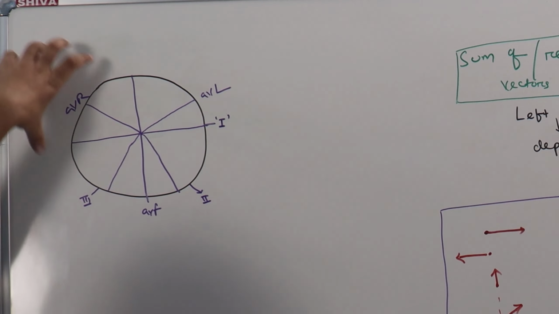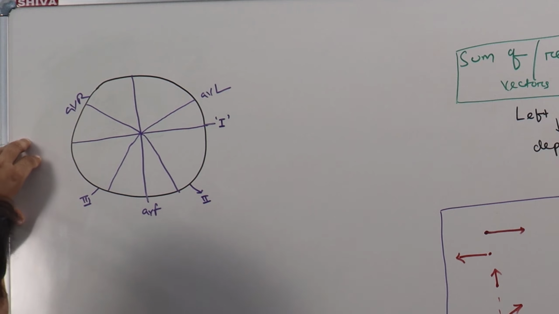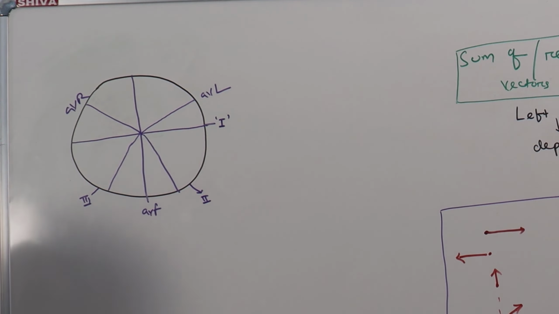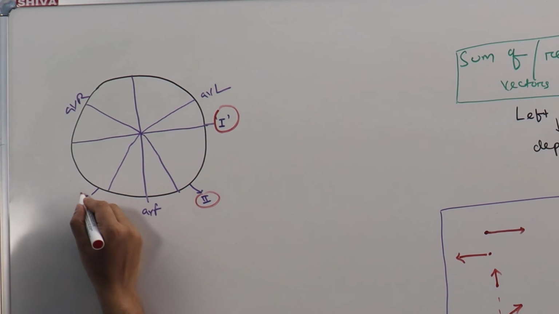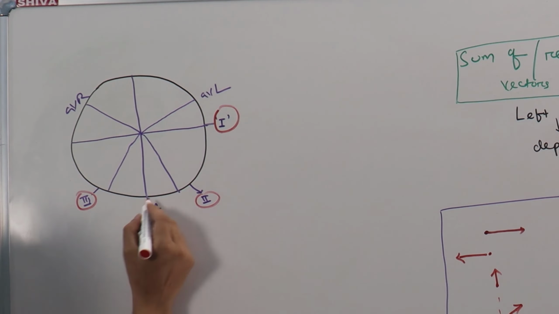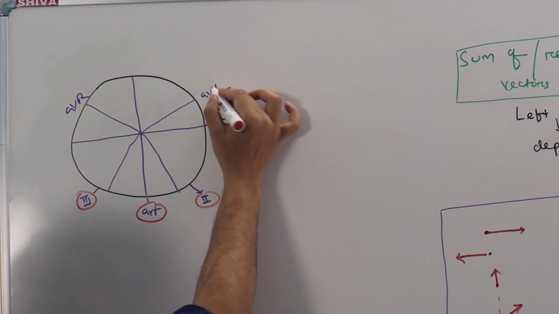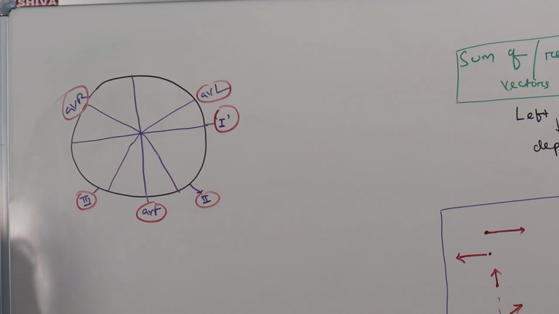So if this is the heart, and we have discussed in our previous class how the leads are placed, lead 1 will be placed here on the left. Leads 2 and 3 look at the heart from below. Also lead aVF. Then we have aVL and aVR, right?